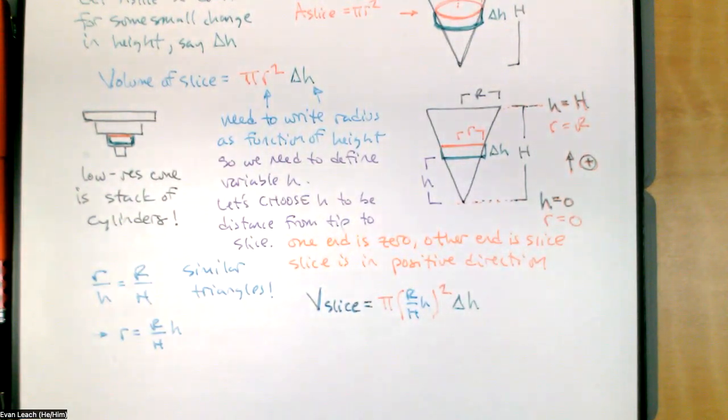So in red, we have the pi r squared for the cross-sectional area. The height is the delta H. So I need to write r in terms of H. So in the blue, we've got little r is capital R over capital H times H.